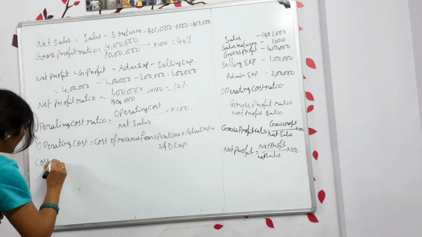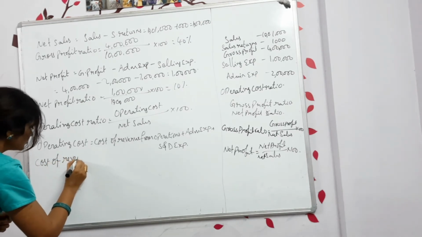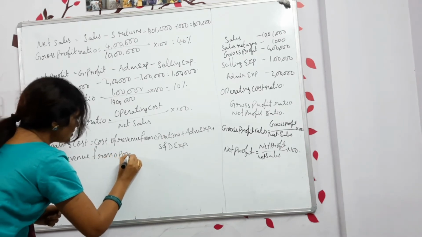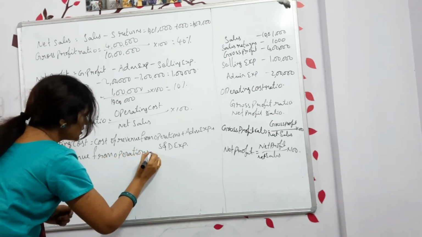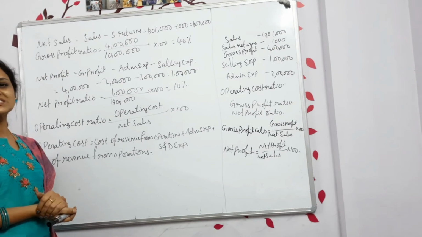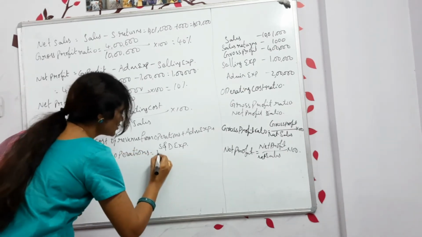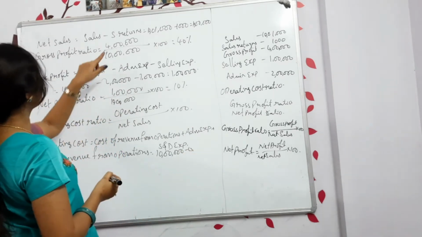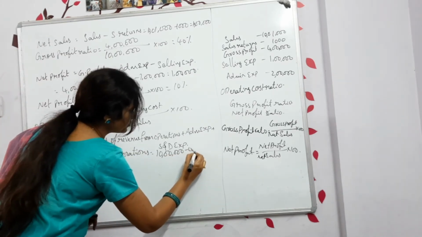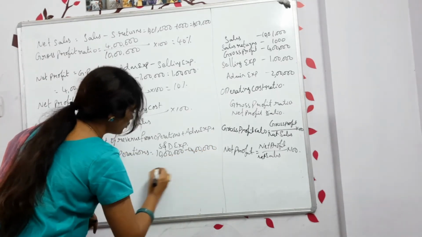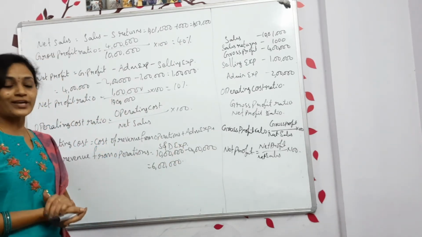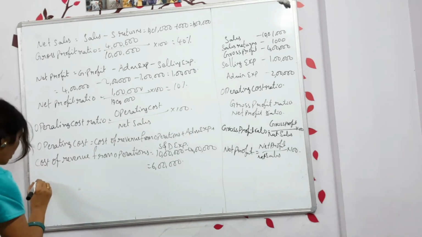Cost of revenue from operations. You will find this one. This is nothing but cost of goods sold. Sales minus gross profit. So let's do that. 10 lakhs minus what is gross profit? It is 4 lakhs. 10 lakhs minus 4 lakhs. Then how much you will get? 6 lakhs. Okay. Now let's find out what is operating cost.